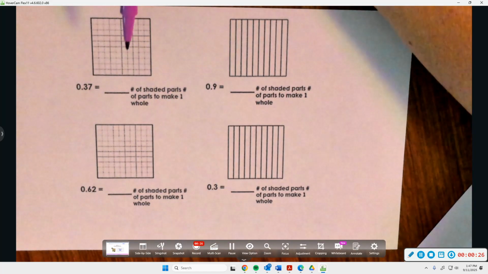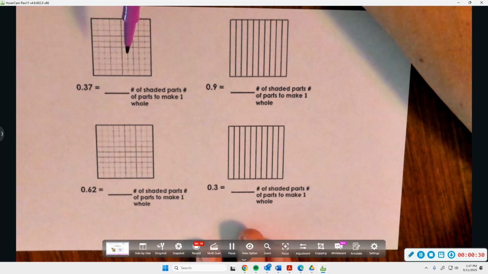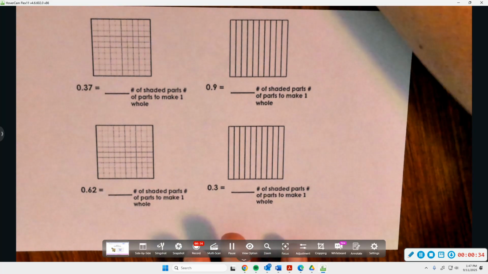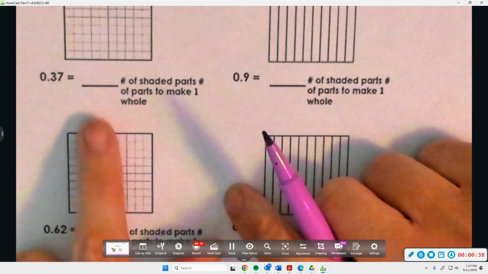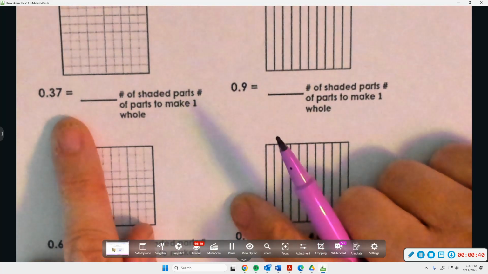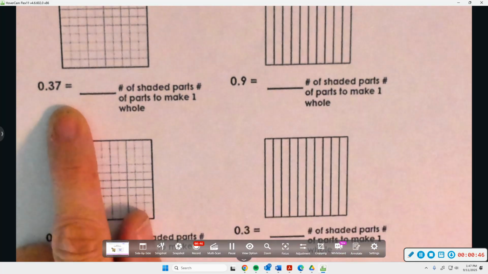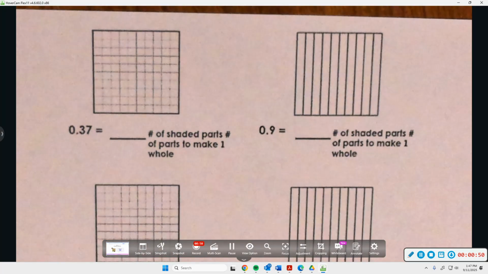So this is the sheet we're going to start with, and we're all going to follow along. Okay? We ready? All right. So the first thing I want us to do is look. We should all be looking. No one's working yet. Okay. How would I say this decimal? Let's say it together. Ready?